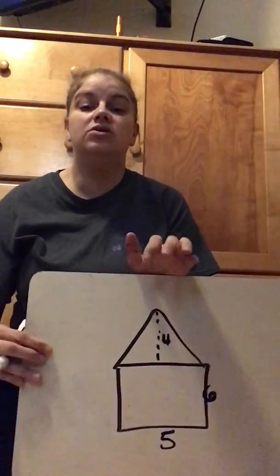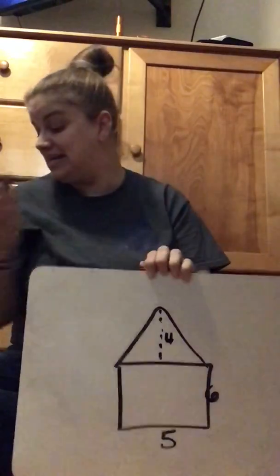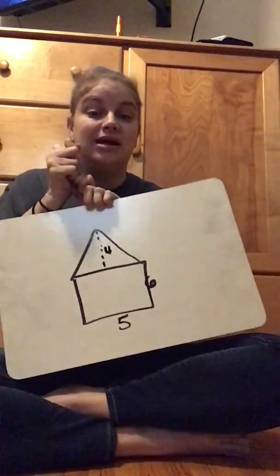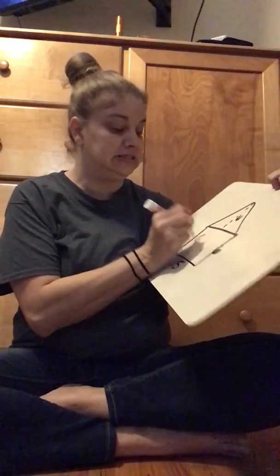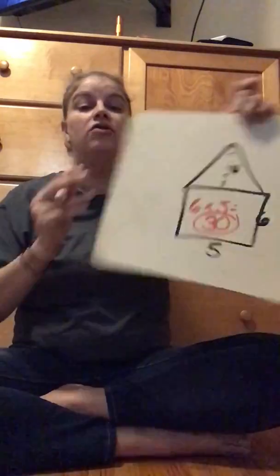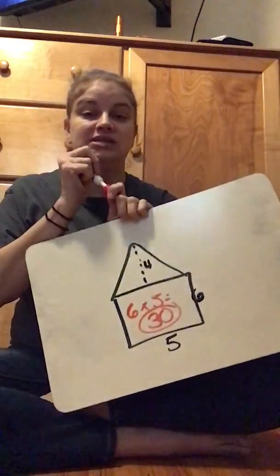Okay, we're going to begin with the rectangle. The rectangle is a 6 by 5, so I'm going to multiply length times width. So I would do 6 times 5, and 6 times 5 is 30. So that I have my rectangle.